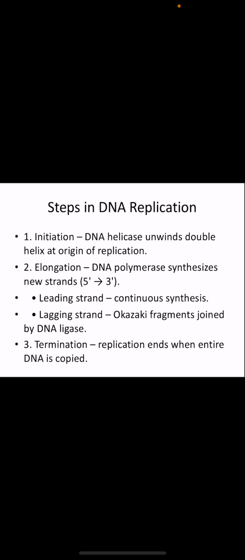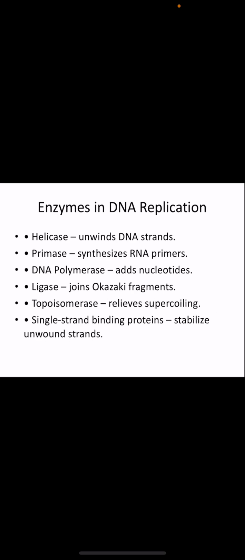The first one is initiation, where an enzyme called helicase unzips the double helix. So DNA helicase unwinds the double helix at the origin of replication. Elongation: DNA polymerase synthesizes new strands 5 to 3, with continuous synthesis on the leading strand and Okazaki fragments on the lagging strand, joined by DNA ligase. And termination: replication ends when the entire DNA is copied.